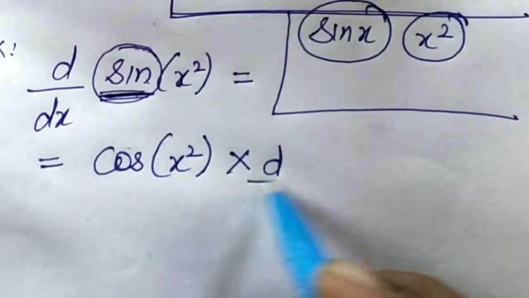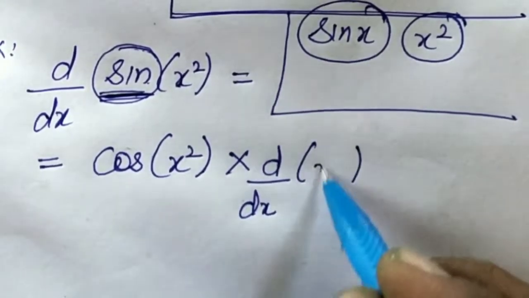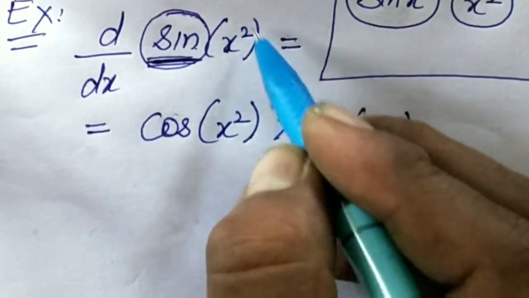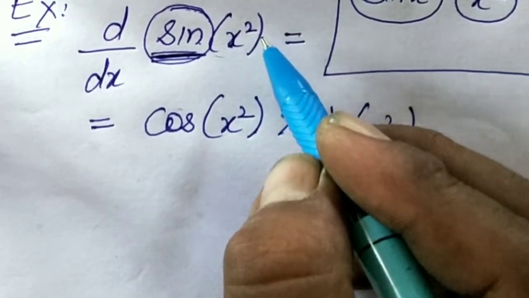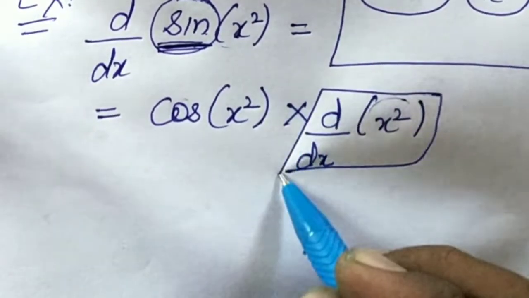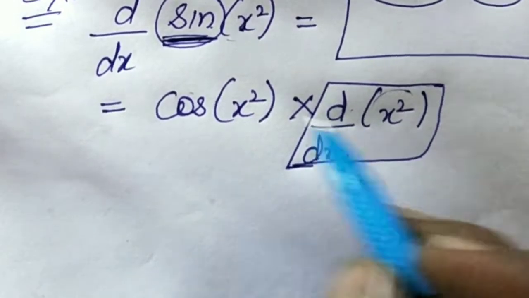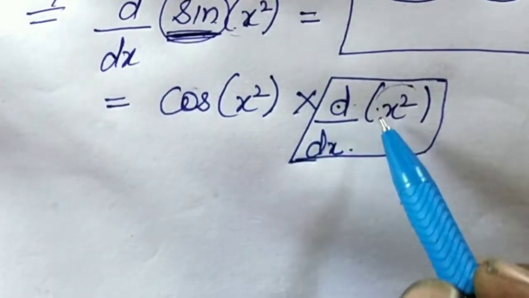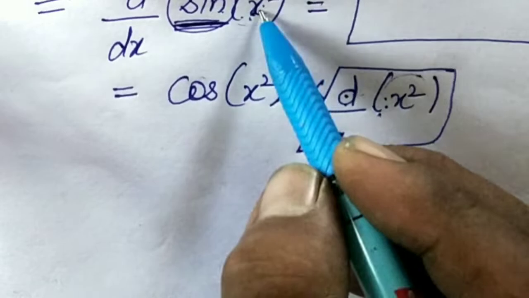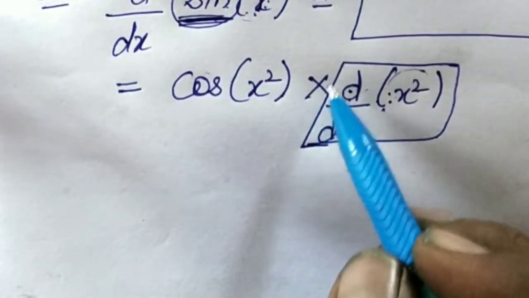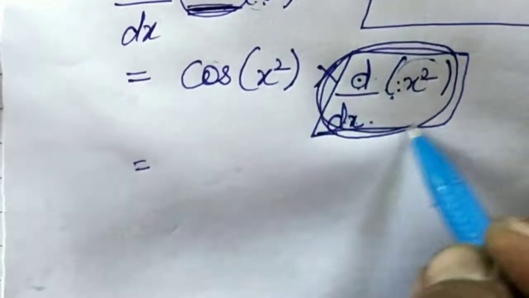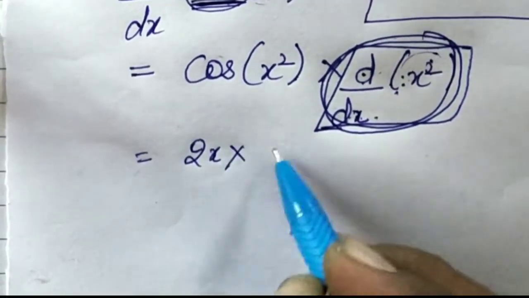Now if instead of x there is any other quantity, variable, or any function, then what do you have to do? Then we have to differentiate that other quantity with respect to x also. We'll have to multiply this term. If instead of x there is any other variable, then we'll have to differentiate that variable with respect to x in multiplication. Now the answer will be: differentiation of x square is 2x. So our answer will be 2x into cos of x square.